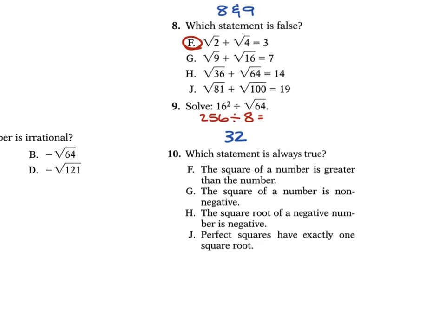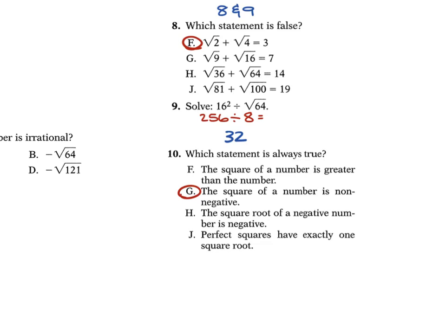G says the square of a number is non-negative. That's true, always. Anytime you have a number and you're squaring it, your answer is always going to be positive. So that one is your answer for this. H says the square root of a negative number is negative. That's not true because you cannot take the square root of a negative number. And J says perfect squares have exactly 1 square root, and that's not true because it's the negative as well.